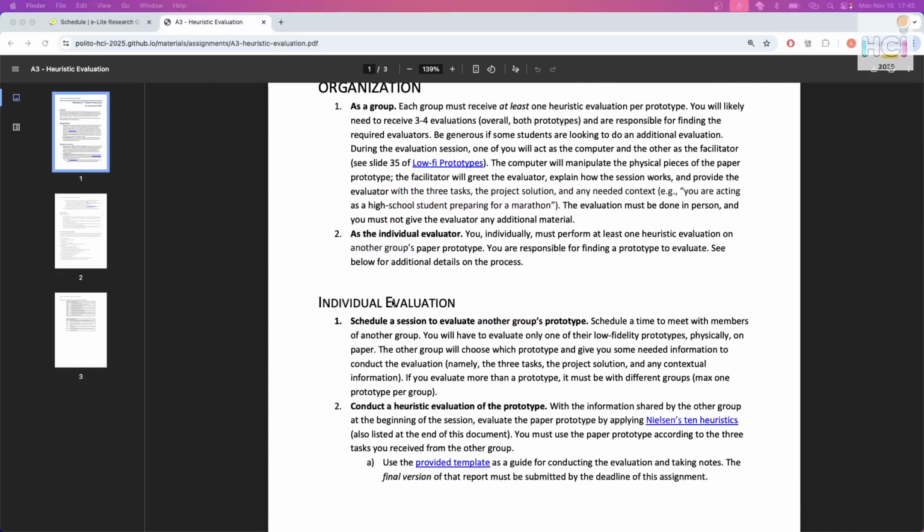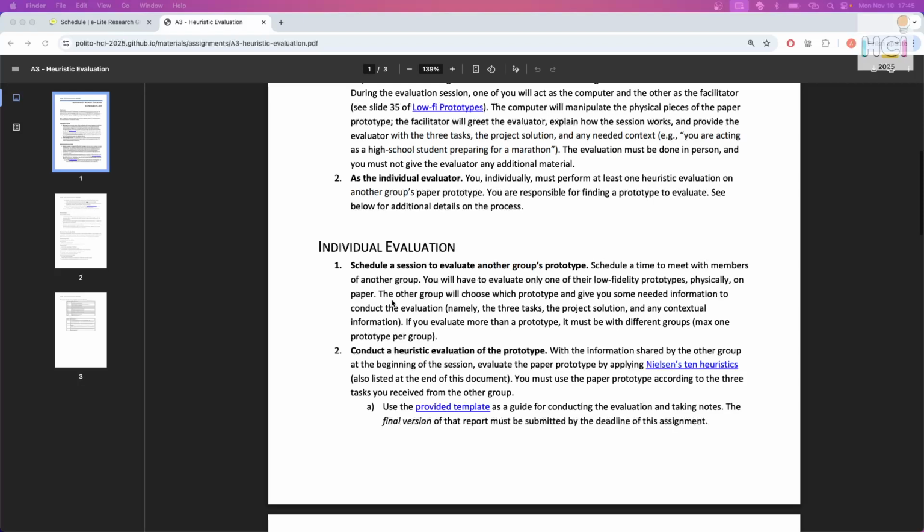So what happens individually? For sure you need to schedule this meeting. You can, again, exploit the lab hours, but you can also schedule a meeting outside the class hours. As an evaluator, you will have to evaluate the low fidelity prototype of the other group, one of the low fidelity prototypes of the other group. The other group will choose which prototype you will evaluate. So you cannot choose which prototype you will evaluate.